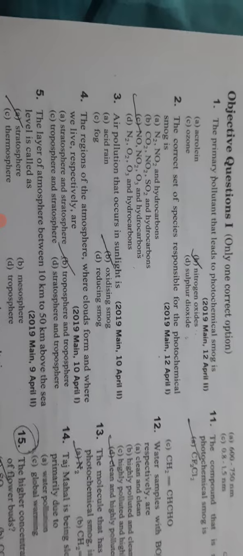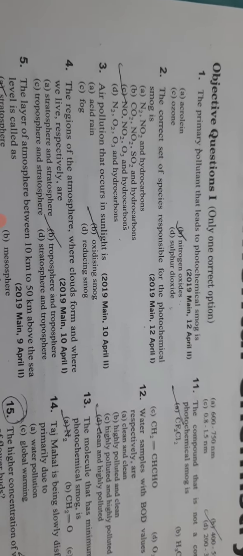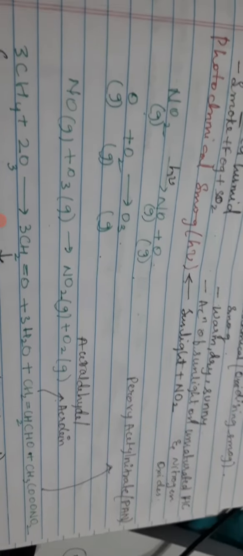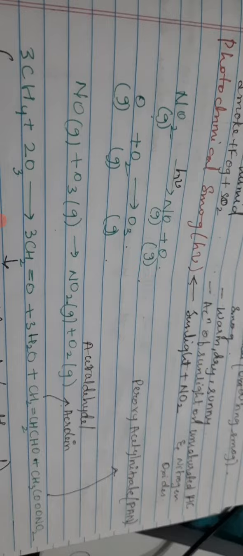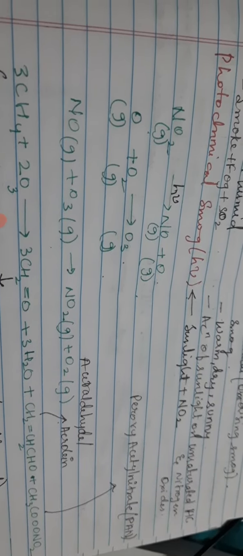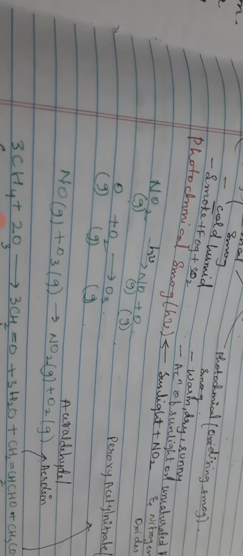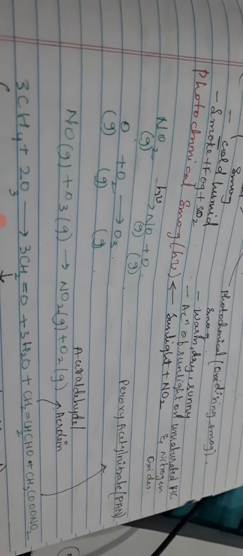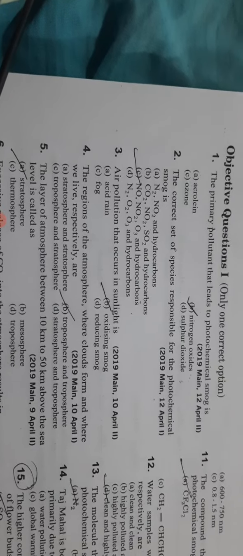Coming to our next question, the correct set of species responsible for the photochemical smog. Even in our previous video, we saw the chain reactions. Nitrogen dioxide in presence of sunlight gives you nitric oxide plus oxygen O. We saw this, right? So here the answer will be option C, nitric oxide, nitrogen dioxide, ozone, and hydrocarbons.